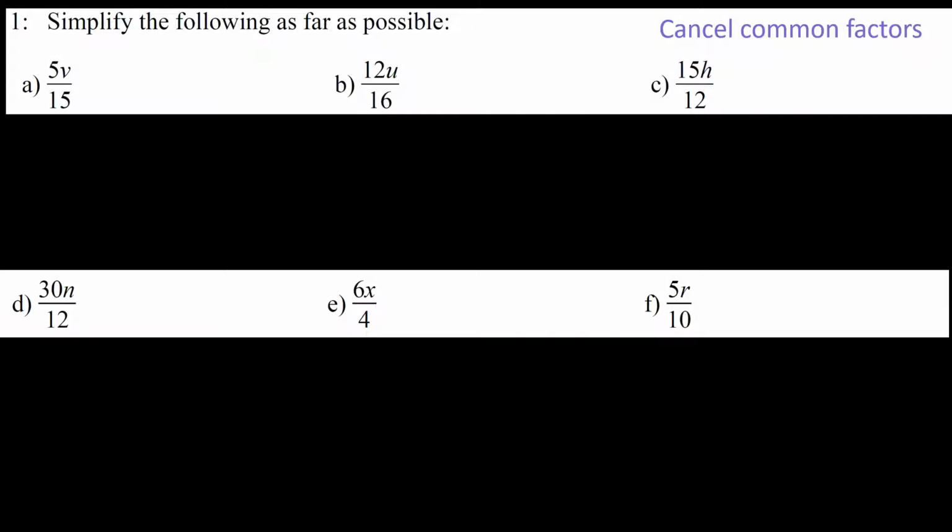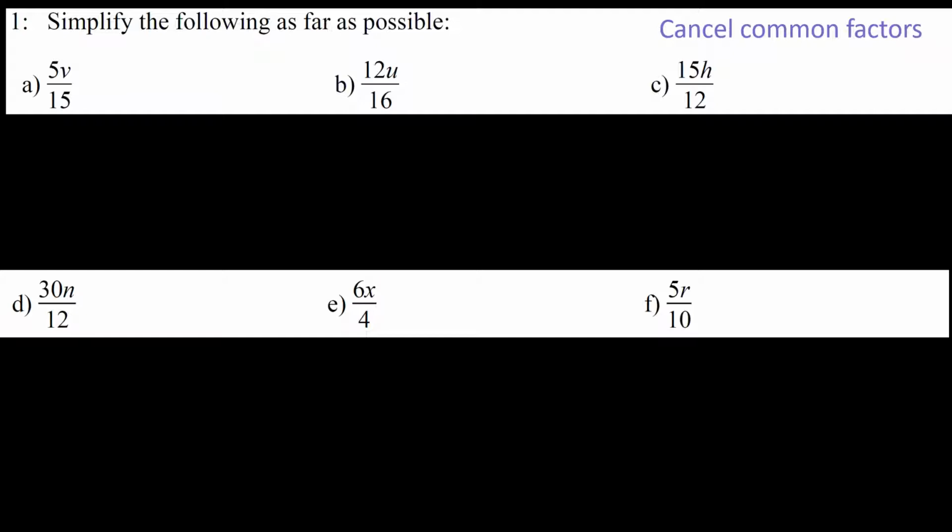So simplifying algebraic fractions is pretty straightforward. Your main thing is that you want to cancel common factors. So something that you can divide the top and the bottom by that leaves you with a nice number. You want to find the highest number that you can that goes into both.